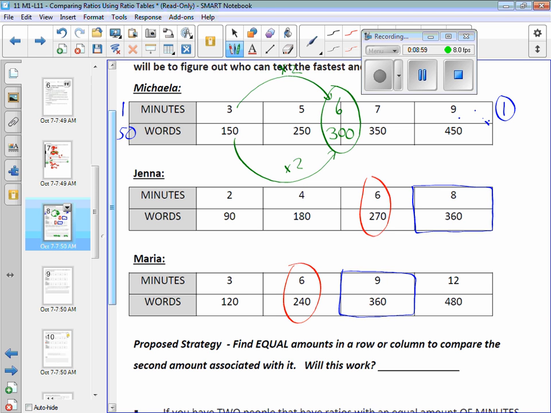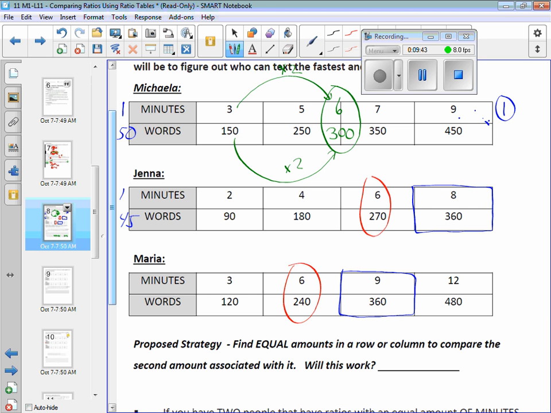Let's do Jenna. Chris, what number goes into both 2 and 90? Besides 1, because we always want to avoid 1, because 1 will go into everything. Remember your divisibility rules? Yes, 2. 2 goes into 2 how many times? And then 2 goes into 90. If you can't do it in your head, do it with long division. Excellent, 45. Jenna can do 45 words per minute.